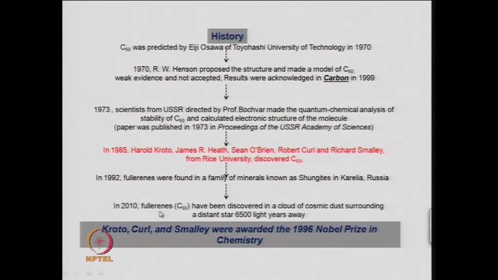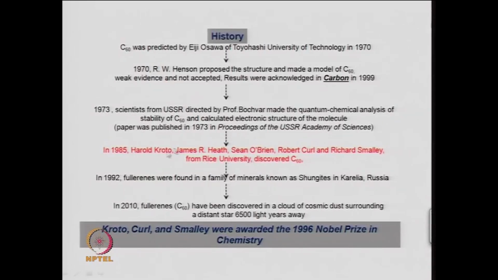Later, such C60 or fullerene kind of materials have been found naturally occurring in Russia, and have also been discovered in cosmic dust in a distant star several thousand light years away. So, C60 molecules are present in space. They are also found in minerals, and of course, it was made in the laboratory.